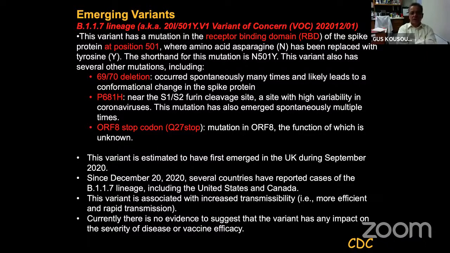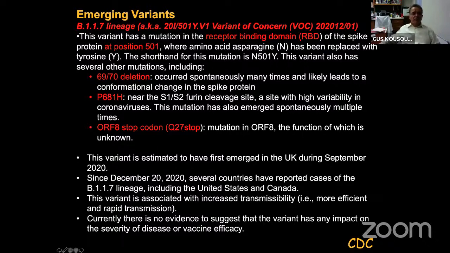And yet we don't know exactly what that means, but that's been mostly on some clinical data and anecdotal evidence as opposed to real experiments that could really be subject to peer review. The variant has a mutation in the receptor binding domain of the spike at position 501, where the amino acid asparagine has been replaced with tyrosine. So the shorthand for this mutation is N501Y that you see in the literature.